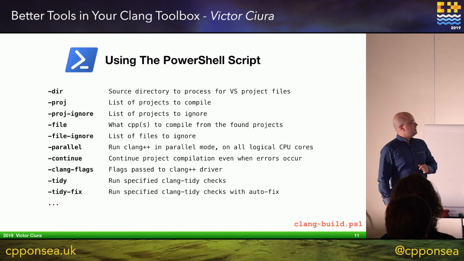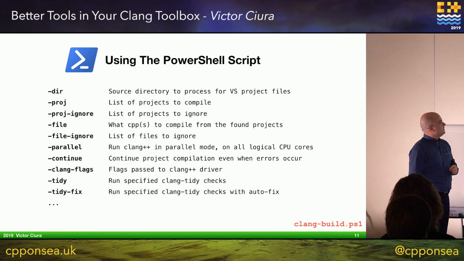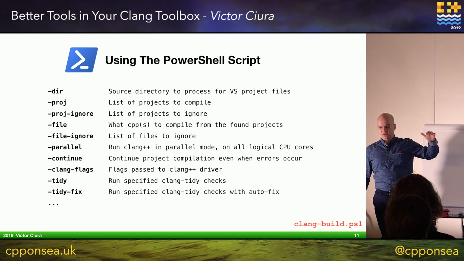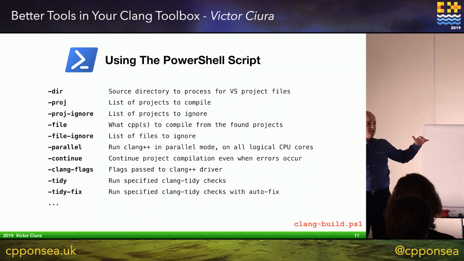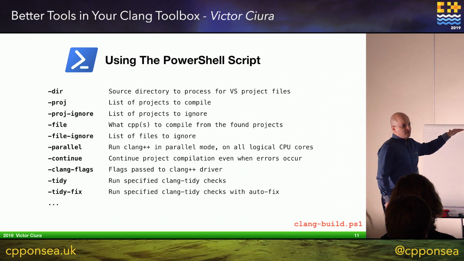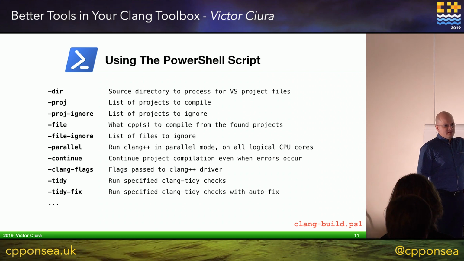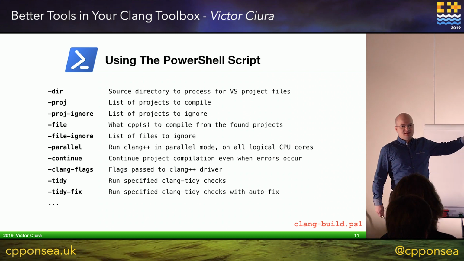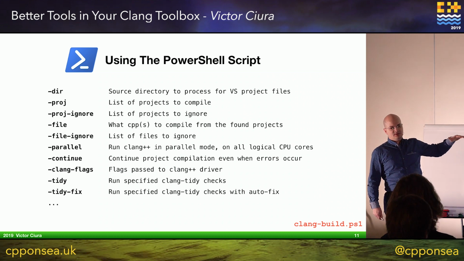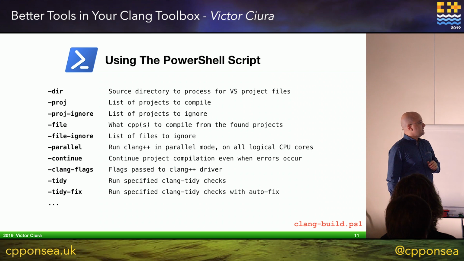Here are some examples of configurable knobs for this script, very useful for continuous integration and CI pipelines. We actually use this script in our build servers to make sure that every commit passes certain criteria, certain verifications and checks that we need to impose.